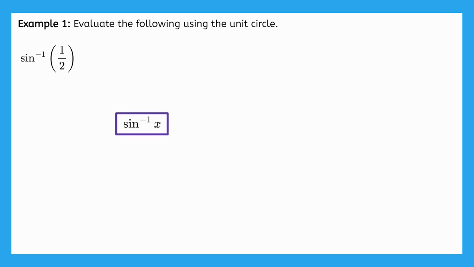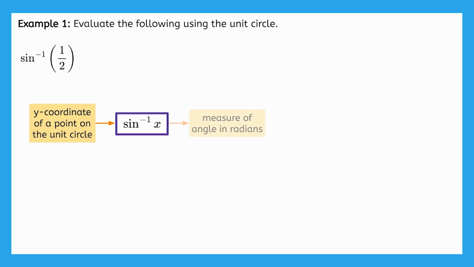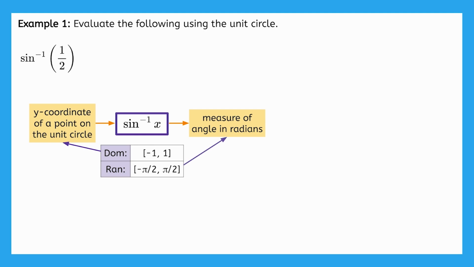The inverse sine function will do the exact inverse of the sine function. It will take in a sine value, or y-coordinate of a point on the unit circle, and output the corresponding angle measure in radians. However, it has a very specific domain and range. The sine values taken in must always be between -1 and +1 inclusive, and the angle measures outputted will always be between -pi over 2 to pi over 2 inclusive.